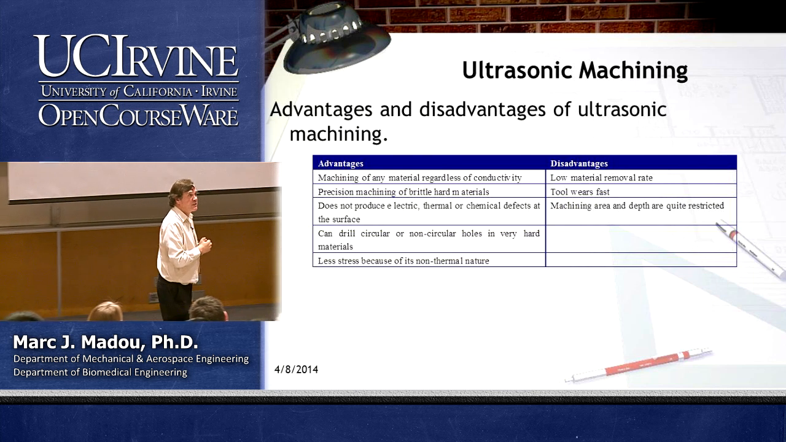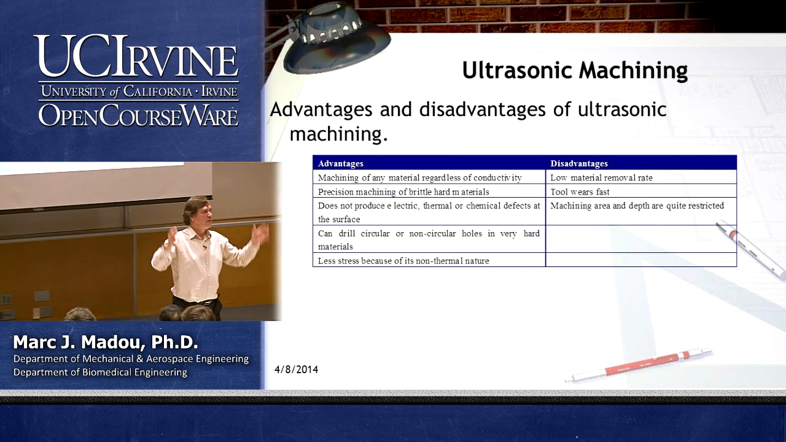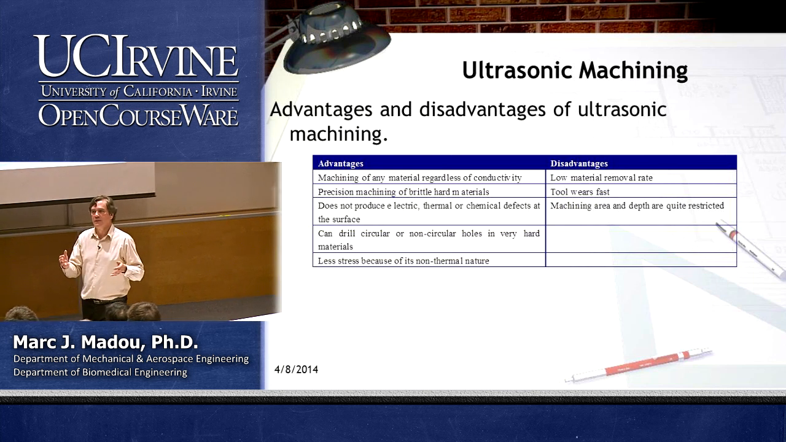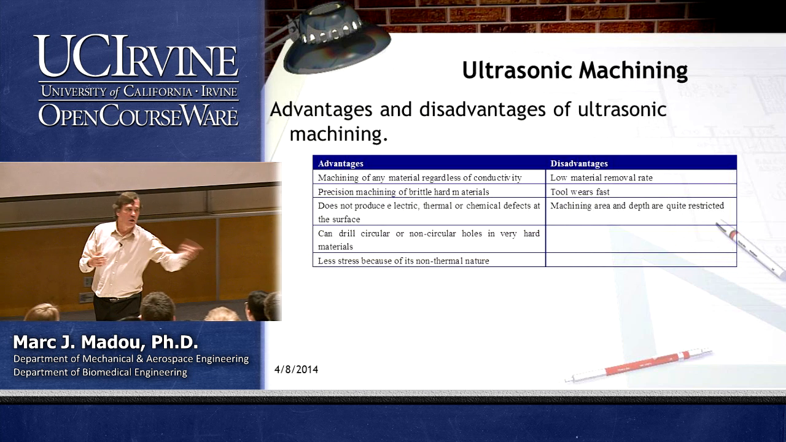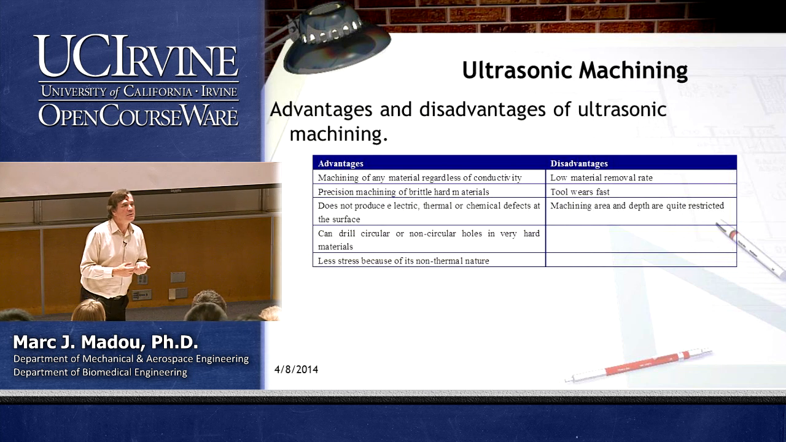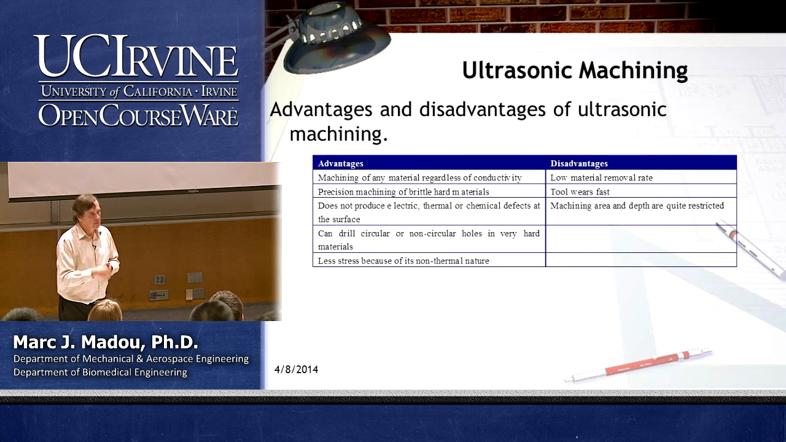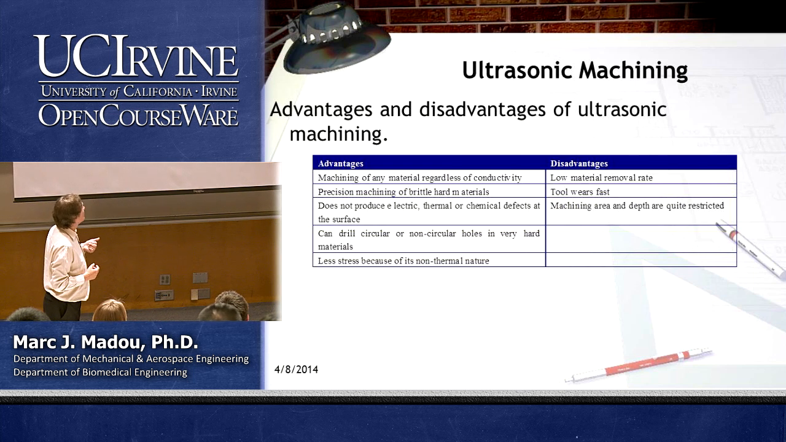And then disadvantages, without looking. Could you tell me some? Disadvantages. Slow. What else? Good. That's not even in there.